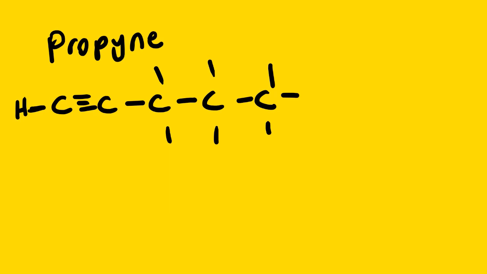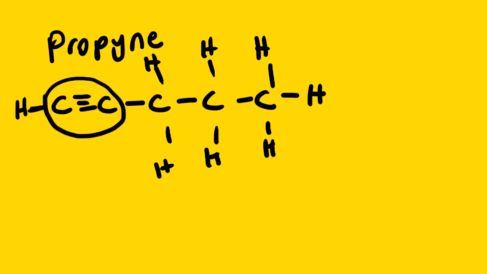Our next one, propyne. We are going to have a triple bond here. You must always make sure that we have 4 bonds. It will guide you. Remember that carbon is a tetravalent atom. There are a few mistakes that you might commit when drawing this, especially when it comes to these carbons.